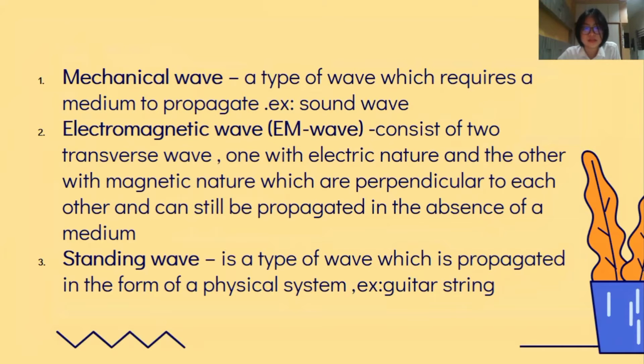Third is the standing wave. It's a type of wave which is propagated in the form of a musical system. Example is a guitar string, or any other musical instruments.